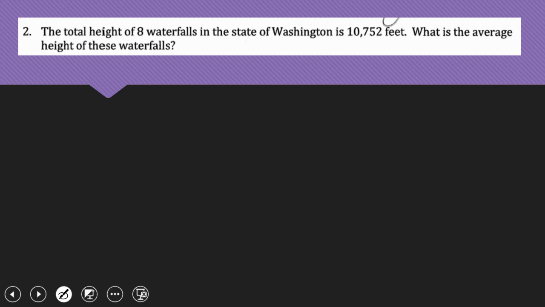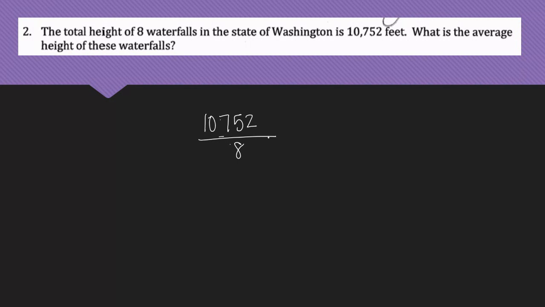The total height of 8 waterfalls in the state of Washington is 10,752. What is the average height of these waterfalls? So we don't really care how high the waterfalls are individually. We care about their average. Now, if we already know that they're all added up and they make 10,752, all we have to do is take that number and divide by the 8 waterfalls that there are. When we divide that out, we get 1,344, which is an average height of these waterfalls in feet.